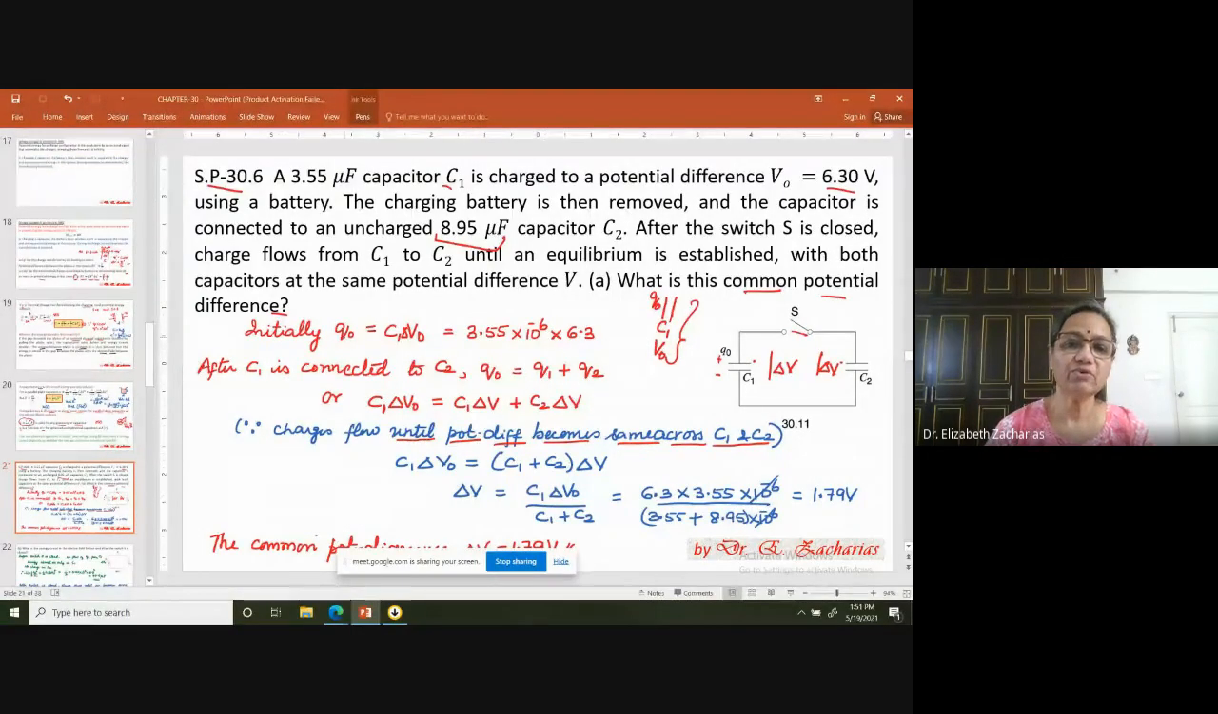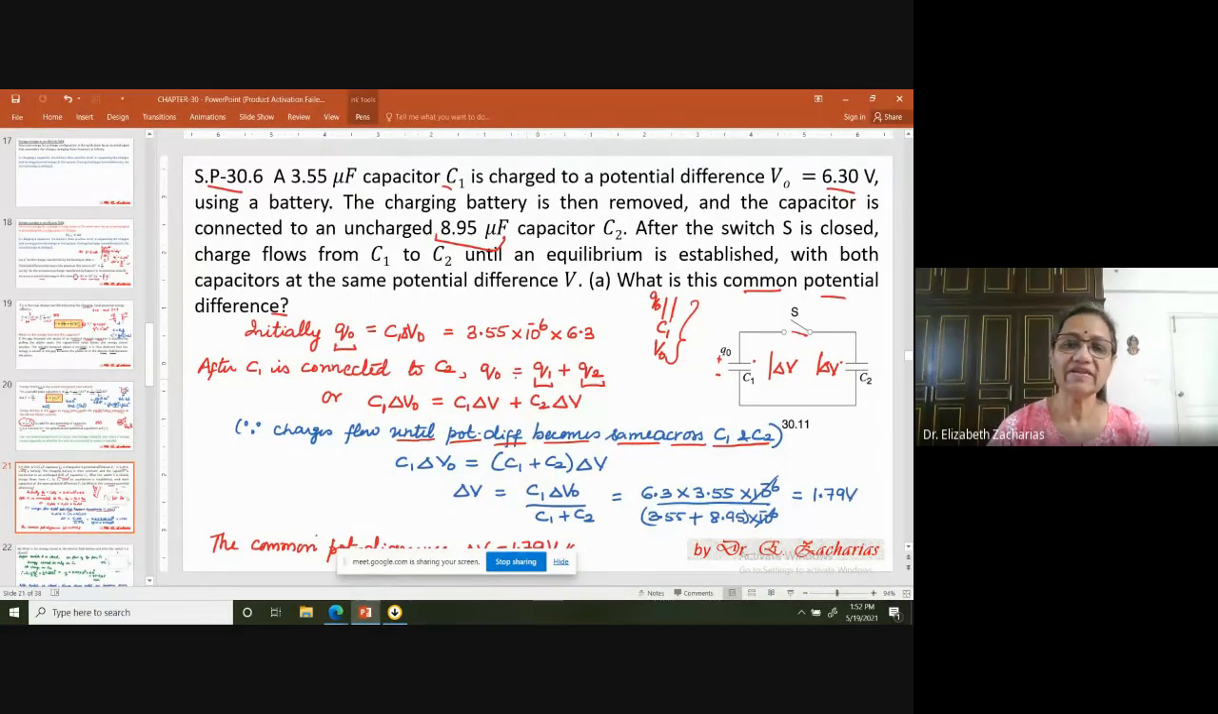So let us go to the initial picture. Initially, when it is standing alone, the charge is Q0, C1 is the capacitance, and delta V0 is the initial potential difference. Let us put in the values of capacitance and potential difference and arrive at the total initial charge. After C1 is connected to C2, charges will flow from one capacitor to the other. Let the charges be Q1 and Q2. By conservation of charge, Q0 is equal to Q1 plus Q2.